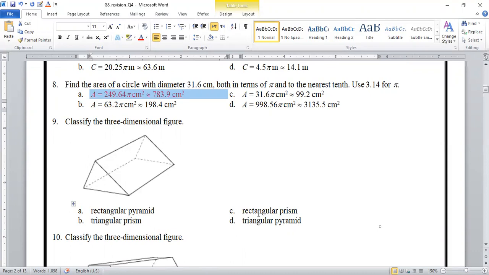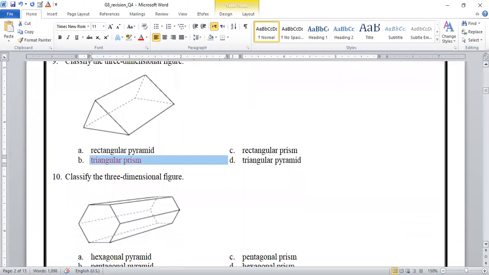Is it a triangular prism or a rectangular prism? We look at the base, whether it is a rectangle or a triangle. From the figure, the two bases are triangles. So the figure is a triangular prism.